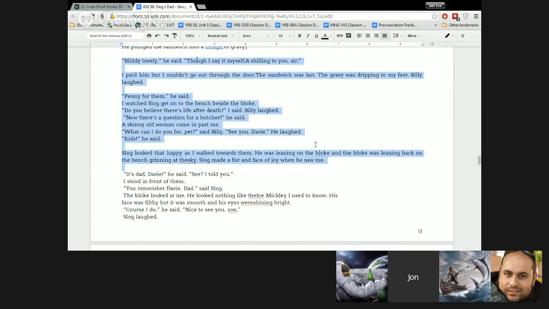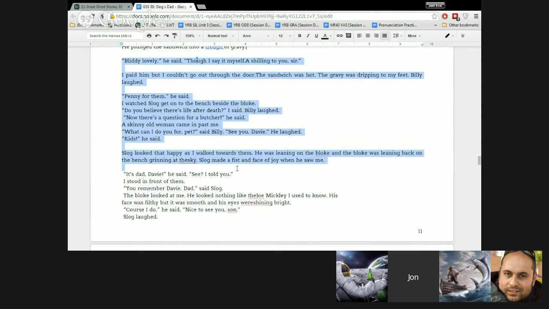A skinny old woman came in past me. In the past? No, there's no "the." She came in past me. Yeah, in past. Right. She came in past me, so that means she walked next to him and continued on. She passed me by. Okay. So she entered the butcher shop, and Slog has gone outside and sat on the bench next to the bloke. This guy that he thinks is his father.